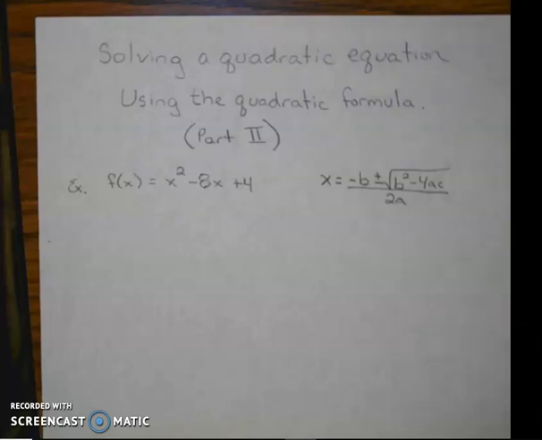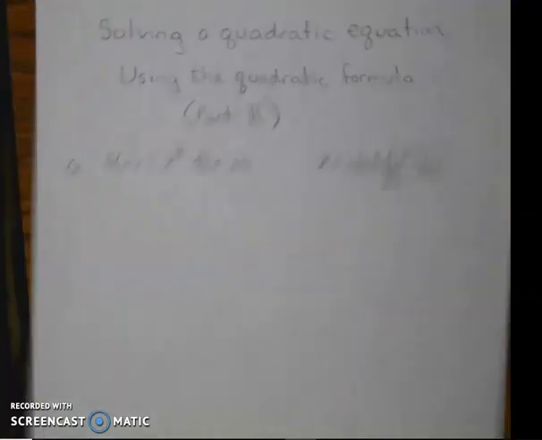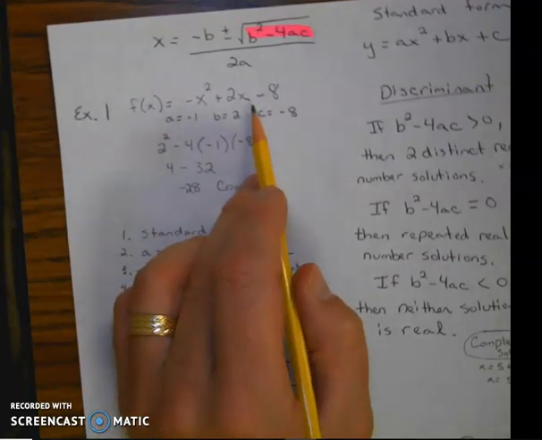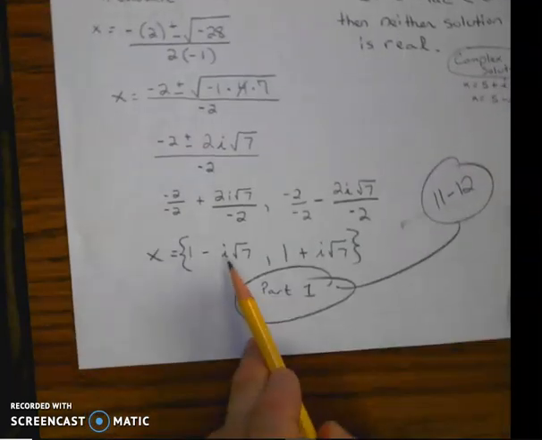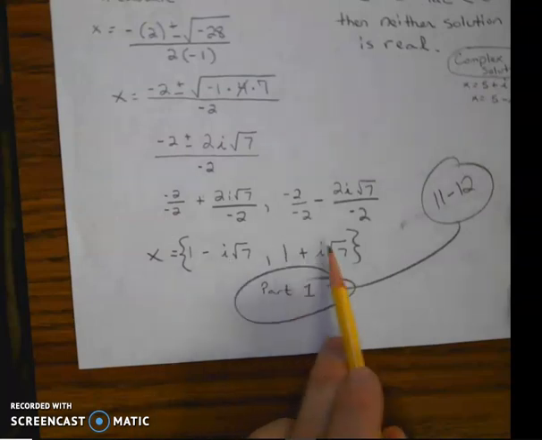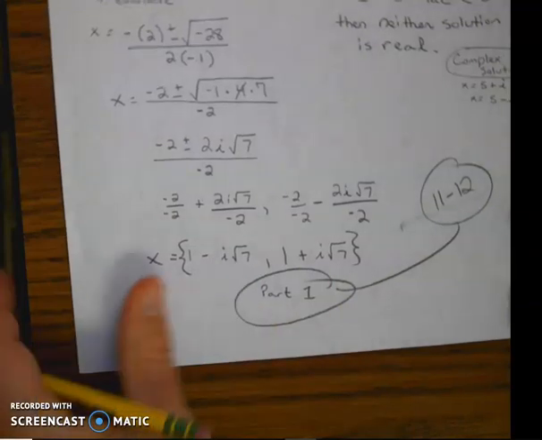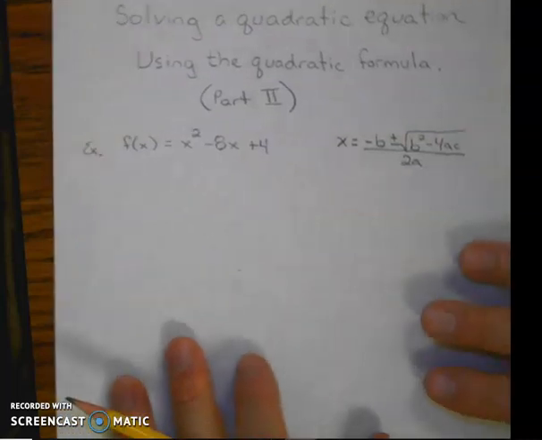Okay, we're set for part 2, solving a quadratic equation using the quadratic formula. Remember in part 1, we solved this equation here, and we came up with complex solutions. So these are non-real solutions. So let's take a look at this example here.